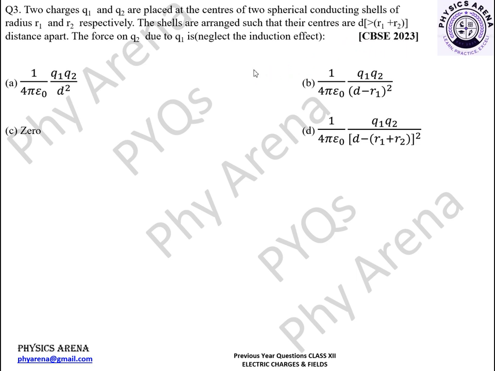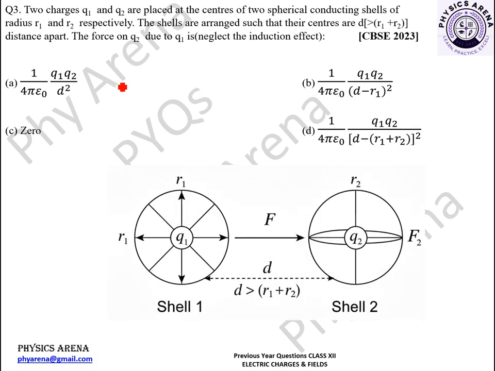So let's try to visualize the scenario that is given to us. This is shell 1, and at the center of shell 1 we have Q1, and this is shell 2 of radius R2, and at the center of shell 2 we have Q2. Q1 and Q2 are at a distance d, so the distance between the centers is d. Now we need to find the force on Q2. Since this Q2 is at a distance d from Q1, we can write F is equal to k Q1 Q2 upon d square using Coulomb's law.